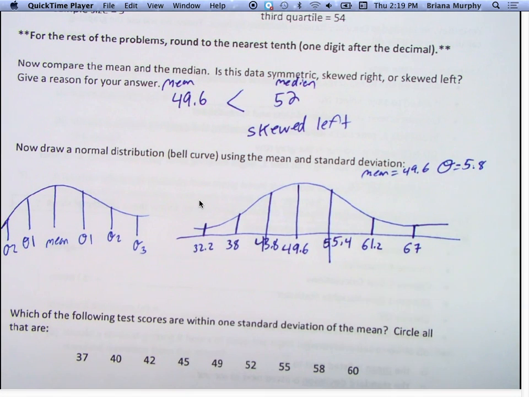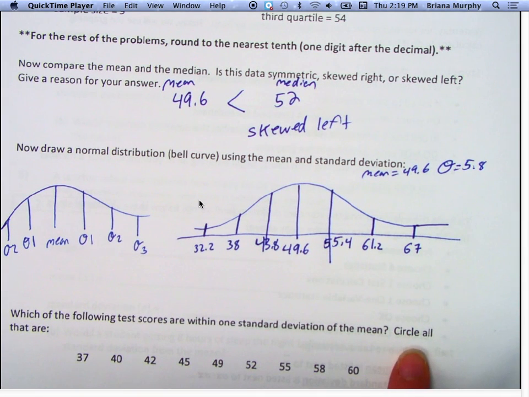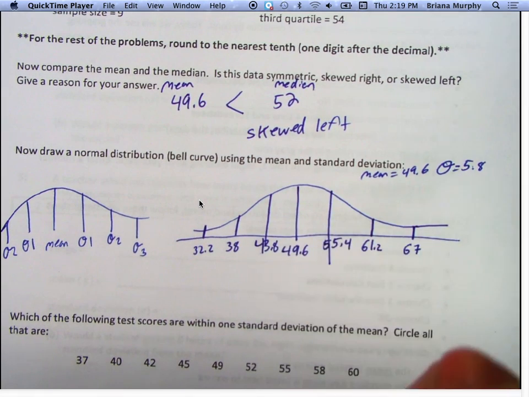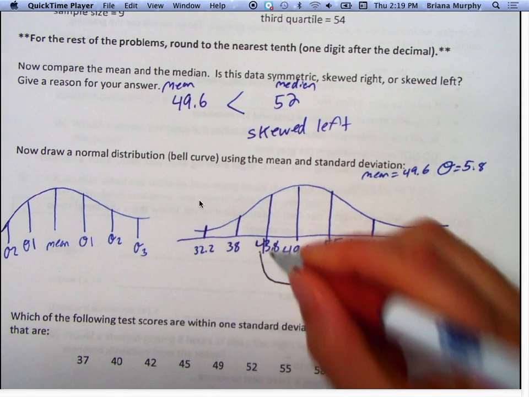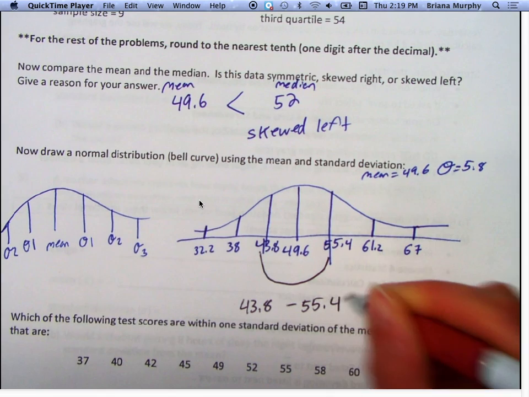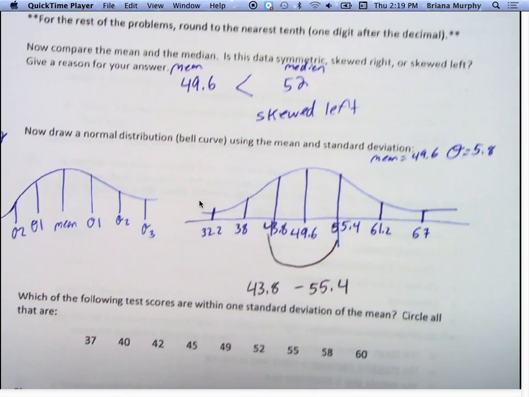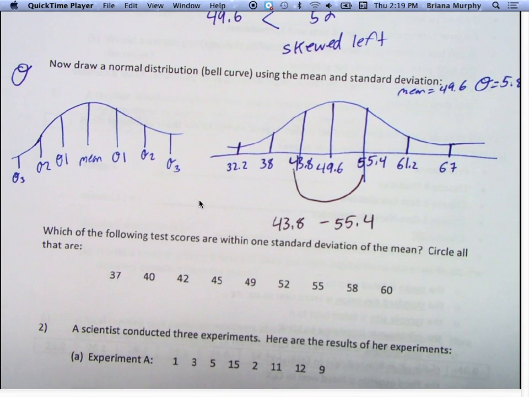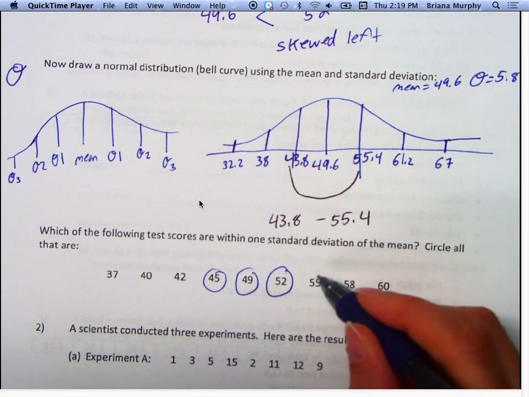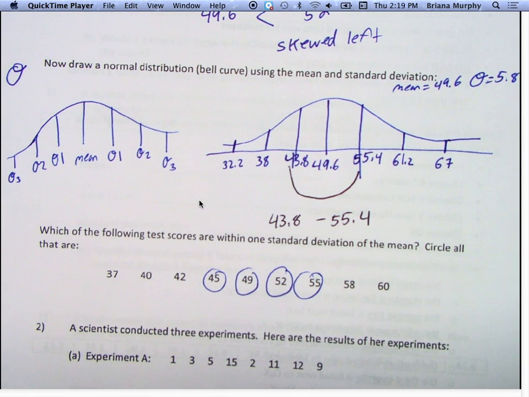Okay. Number 2, so I'm going to start you off with this. Which of the following test scores are within 1 standard deviation of the mean? Okay, so the mean is 49.6, and this is 1 standard deviation right here. So it has to fall between 43.8 and 55.4. Circle all the ones that are between them. There you go. Those are all within 1 standard deviation.